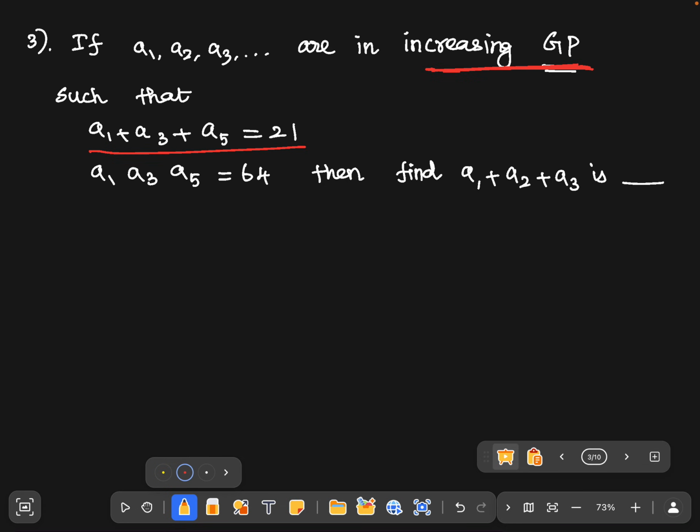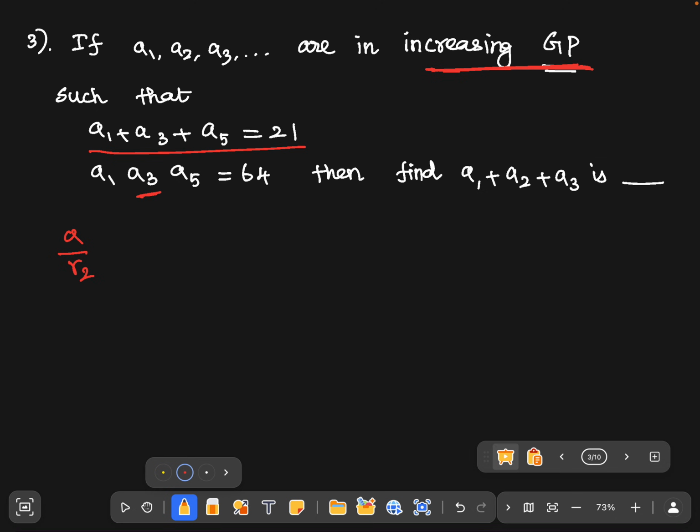Then a1 into a3 into a5 is equal to 64. Then find a1 plus a2 plus a3. So we are going to take a1, a2, a3, a4 that are all in an increasing geometric progression. So I'm going to take the middle term as a, and then a power 3.